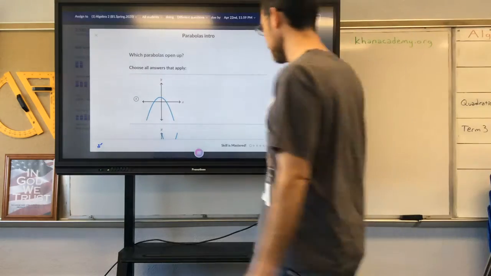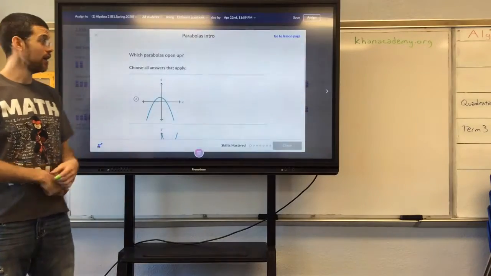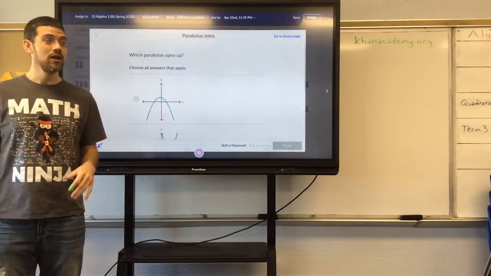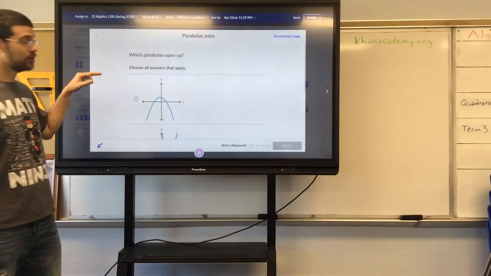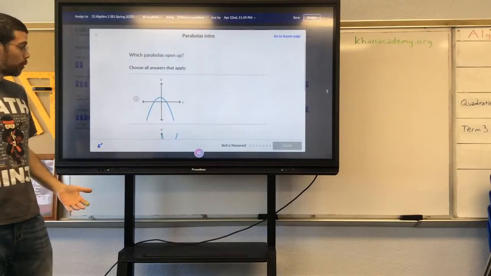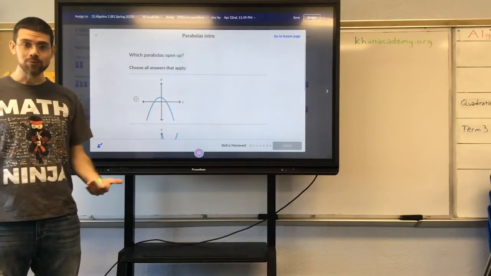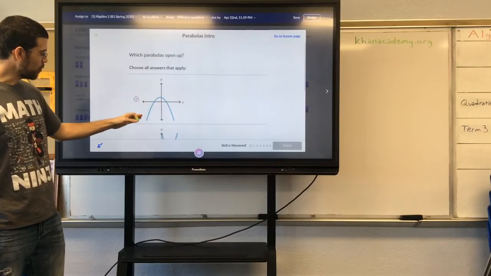Welcome. We are in Khan Academy on Algebra 1, and we're now in the unit Quadratic Functions and Equations. And so the first skill in this unit is called Parabolas Intro. A parabola is an object that looks like this. Here's a graph of a parabola.